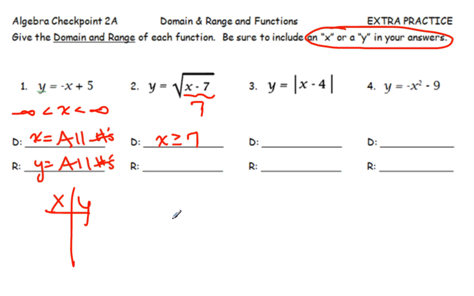And if I prefer, I could write it in this form. I don't have space to put this right. Like 7 is my smallest value, and it goes out to infinity. I could do it in this form as well.